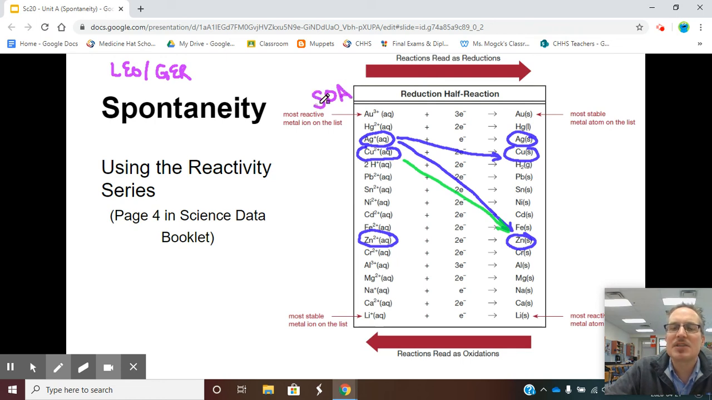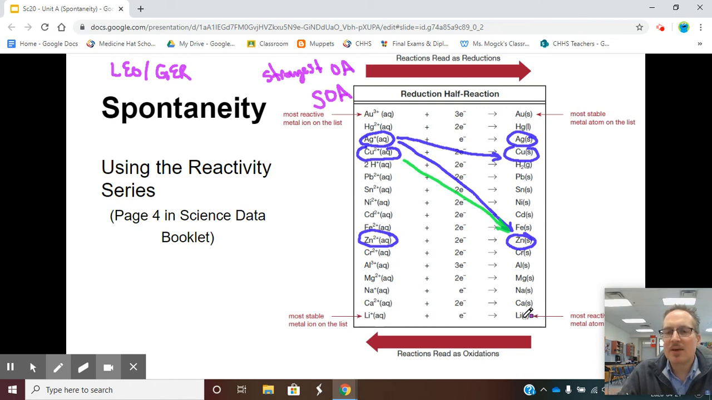So I like to, on this table, put SOA at the top left-hand corner. So Au3+ is the strongest thing to get reduced, but it's also my strongest oxidizing agent. And my oxidizing agents get weaker as I go down. Most strong, most reactive, least reactive.